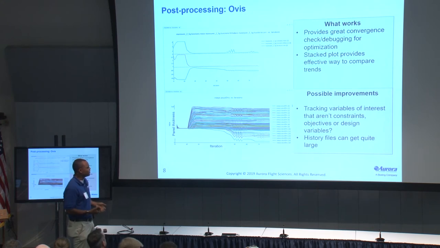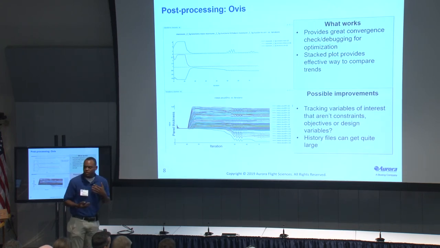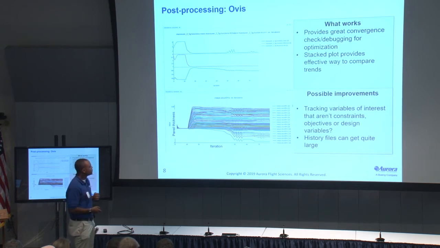In terms of improvements, I'm not sure if this functionality currently exists, but I had some trouble finding out how to track variables of interest that weren't necessarily constraints, design variables, or objectives. State variables might be something, going back to the solver recorder feature note, being able to make sure that your structural displacements aren't going wacky during the optimization convergence history might be of use as well. So having that functionality could be of interest.